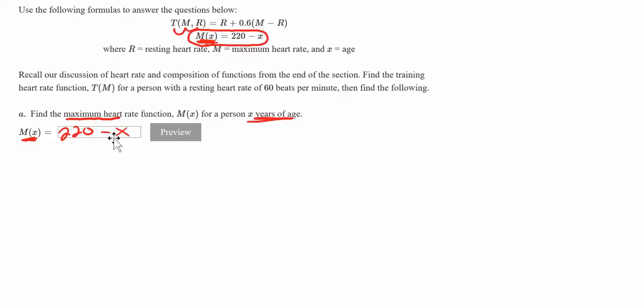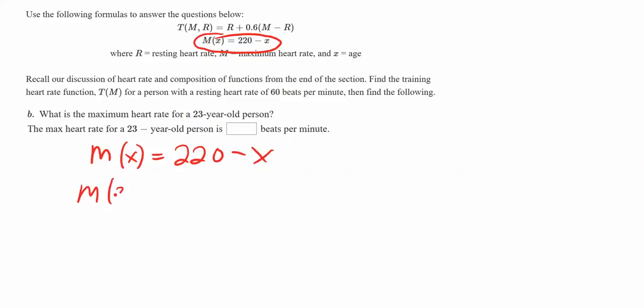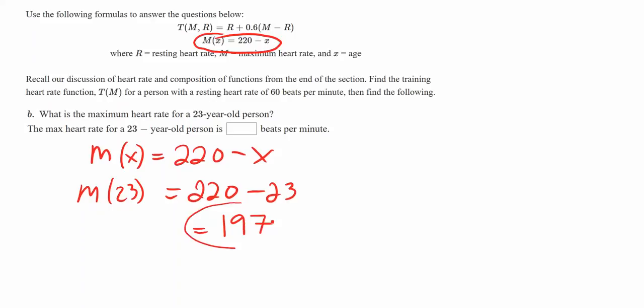Okay, let's move to part B. Part B talks about what's the maximum heart rate for a 23-year-old. So again, the formula from part A. Now I actually have to calculate. There's my formula. It's going to be M of 23. So 220 minus 23. That's going to give us 197, because it's 23 away from 220. So that will be 197.